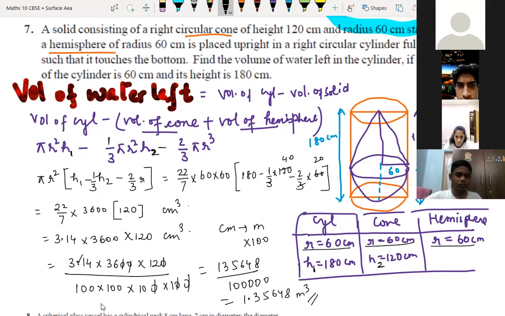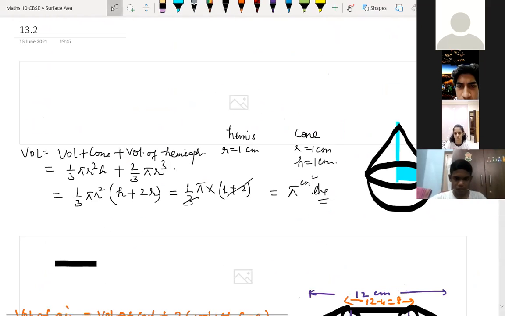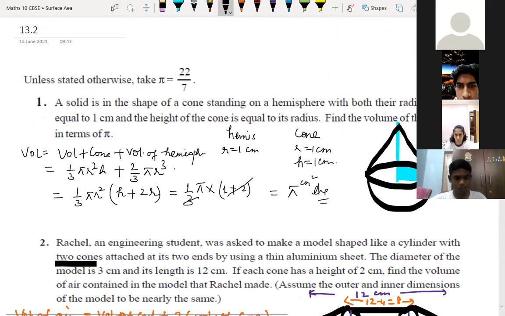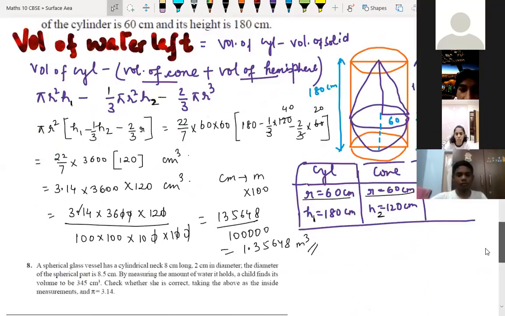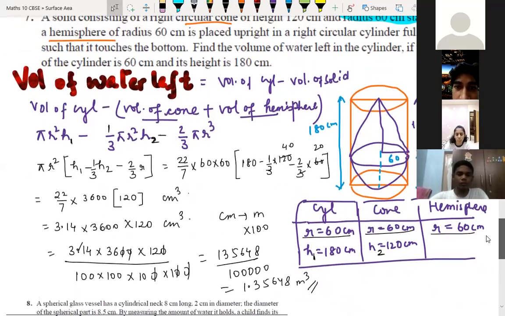Is it clear? Yes, sir, it is clear. So see, here the answer may come slightly different because I've taken 3.14. But in the question, you have to take 22 by 7. Initially only they have told, you should take 22 by 7. If you see here, very first only, see what they have given. Unless stated otherwise, take 22 by 7. Question में mention नहीं है, तो क्या लेना है? 22 by 7 ही लेना है.